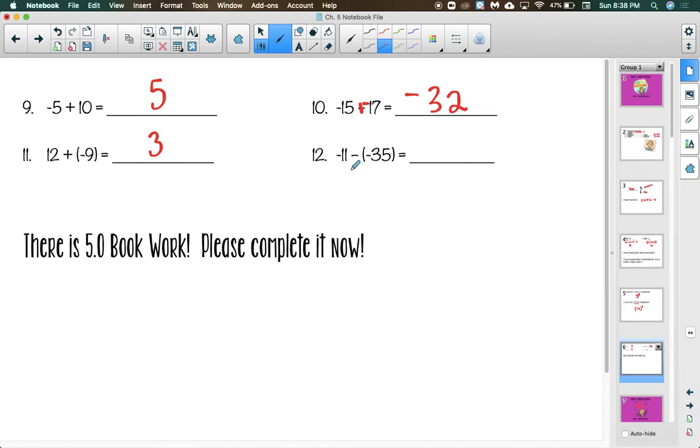And number 12, -11 minus -35. We're going to add a line, change the sign. The new problem is -11 plus 35. I have more positives than negatives, so I'm going to have a positive answer once again. Make those 0 pairs, so I'm subtracting, and I get +24 as my final answer.